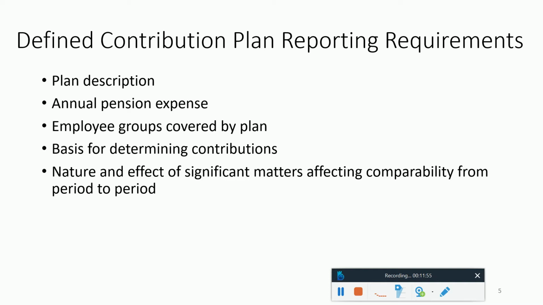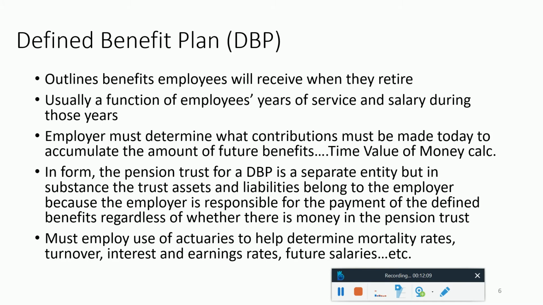So I think if you look at your SEC 10K companies, I would say probably at least 90-95% of them are going to have a type of defined contribution plan. The other option is something known as a defined benefit plan, often abbreviated as DBP. And under a defined benefit plan, as the name implies, employees are going to receive a specific benefit when they retire.